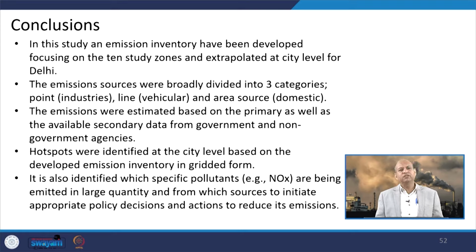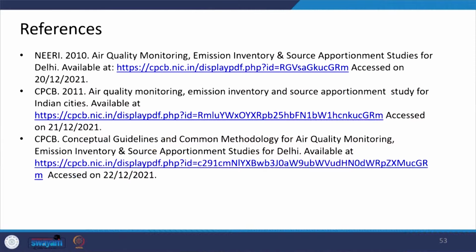I hope you liked this particular case study, and these are the references from where we have taken information for it. You can go through this information in your free time.